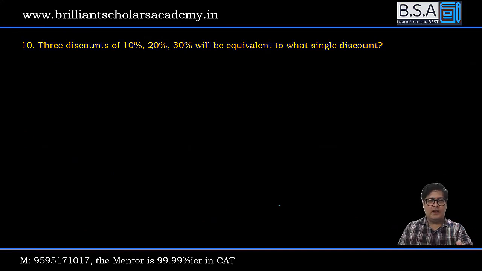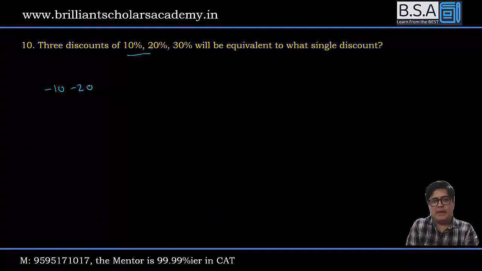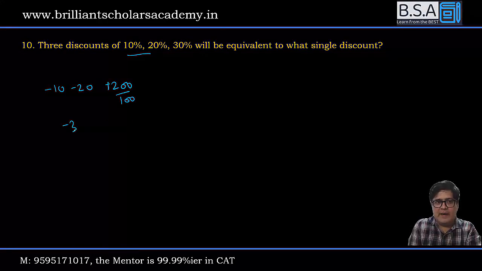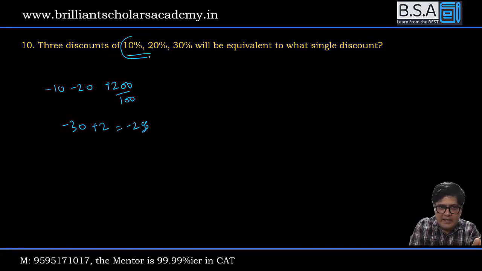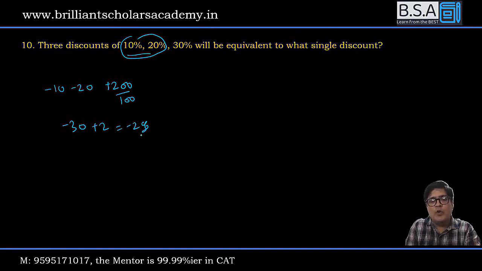What is the discount equivalent to these three? दो को पेयर कर दो, -10, -20 plus 200 upon 100. So that is -30 plus 2, which is -28. ये दोनों मिला के these two combined are equal to 28% discount.